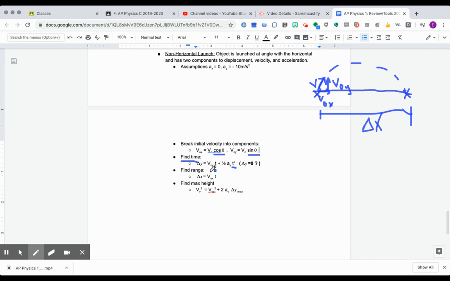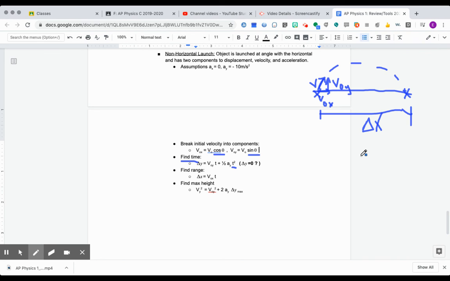So it's the magnitude times the sine of theta times t, which we don't know, so we leave that as a variable, plus 1/2 times acceleration in the y, which is 10, times t squared. When this is set equal to 0, we can easily manipulate the equation for t. When delta y is not 0, then we have to use quadratic formula.